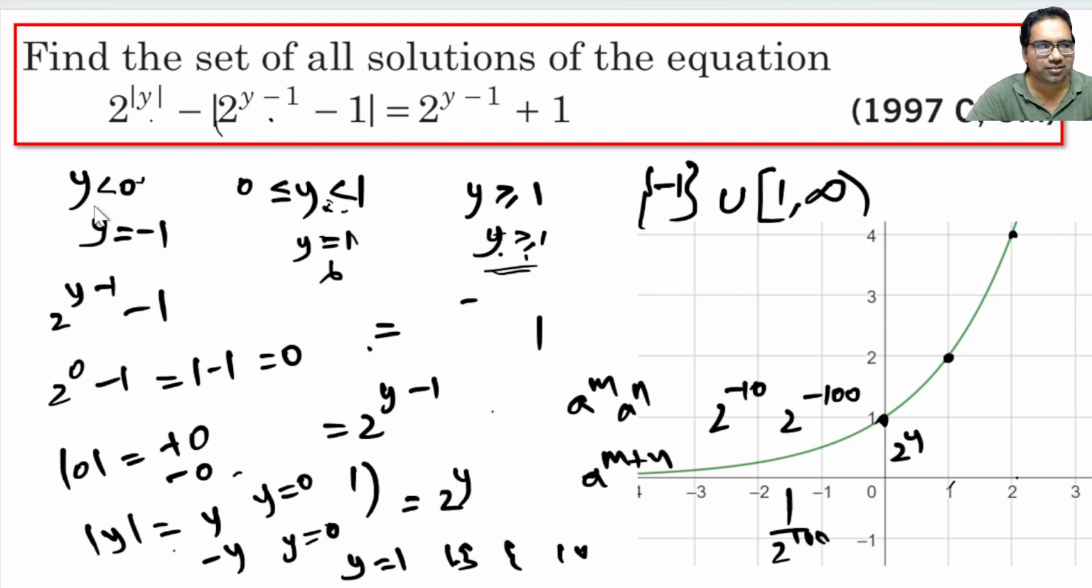If y is less than 0 is our initial condition, and we get a result which is less than 0, then only we can take it. If y is less than 0 is our initial condition and we got y equals 2, then we cannot take it. That care we have to take.